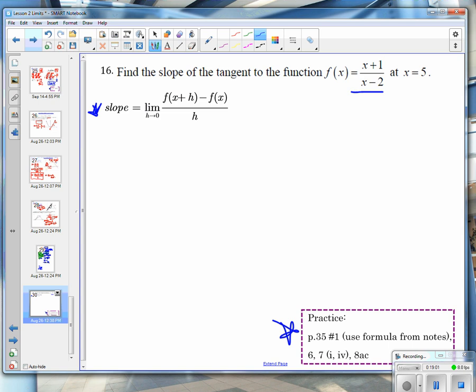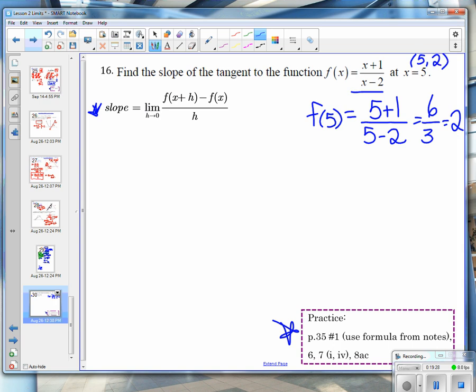So first thing that we probably want to do is find what is f of x when x is equal to 5. And I'll actually just even write my 5 in there. So that's 5 plus 1 over 5 minus 2. 6 over 3, which is going to leave us with 2. So we know the point that we're looking at is 5, 2. Now let's bring it over to our formula. Substitute in everything that we possibly can.